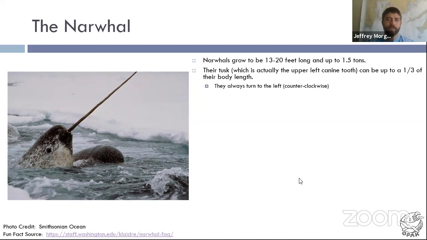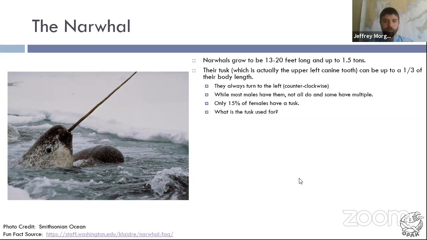These tusks always rotate counterclockwise, or to the left if you're looking from the tusk. Most males do have these tusks, even though not all do, and some actually have two. And if they do have two, the left one is usually longer than the right one. And about 15% of females have this tusk.